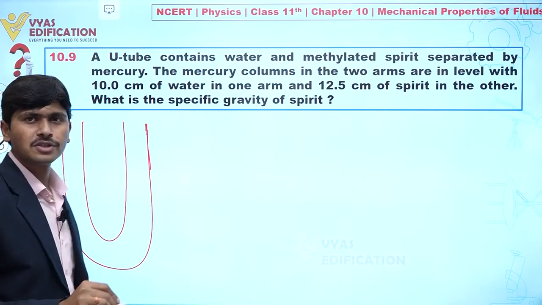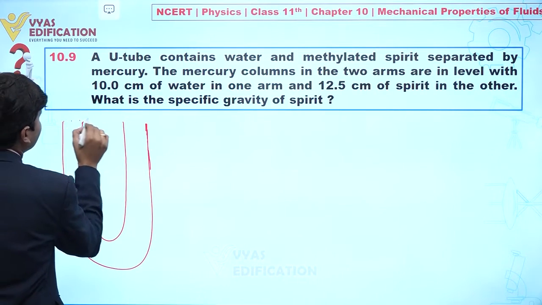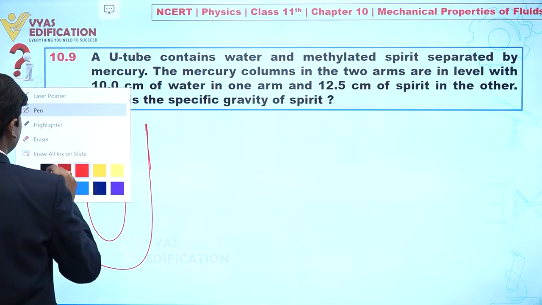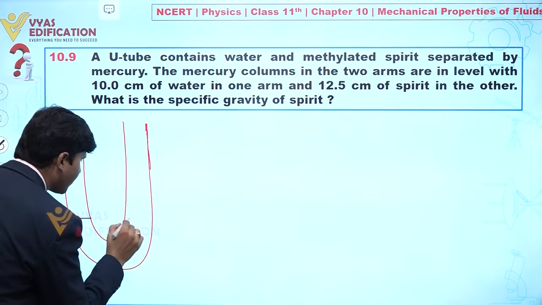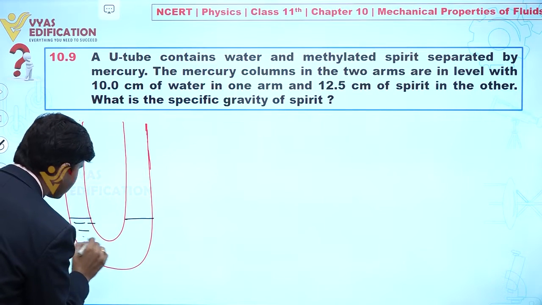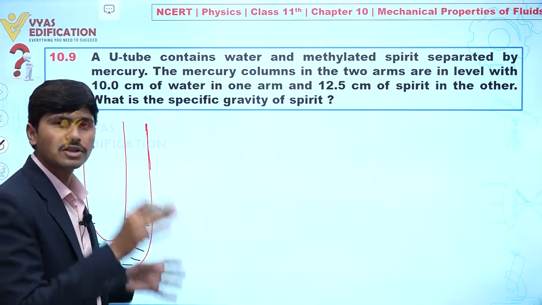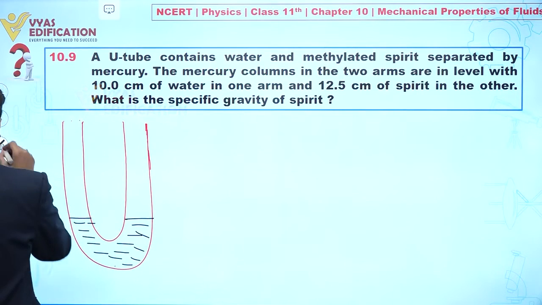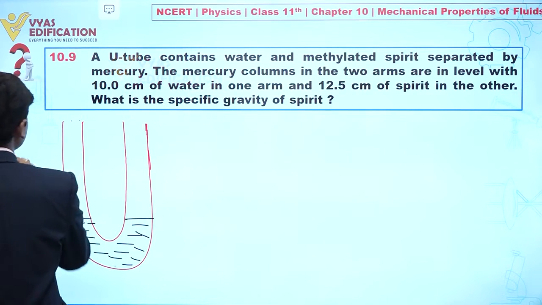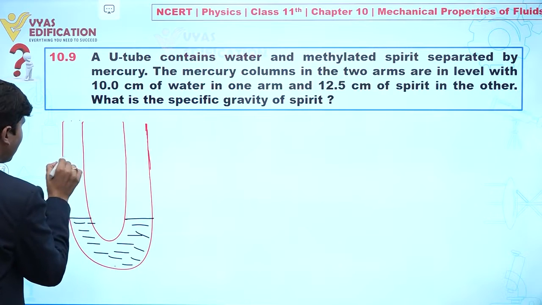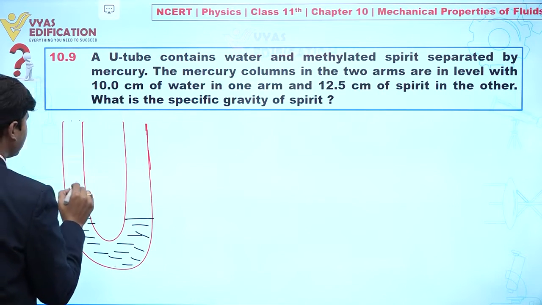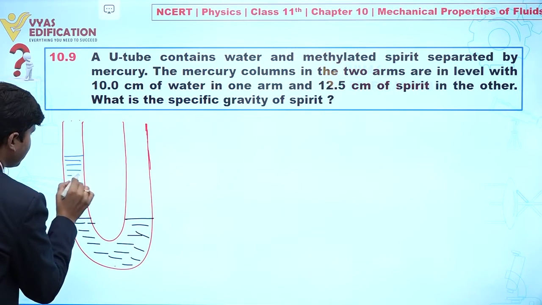Like this. Let's suppose this is a U-tube. And let's suppose up to this level we have mercury. So we have mercury up to this level, and the mercury is at the same level in both the limbs. Now it is also given that on one side we have water. So let's suppose I am drawing water like this. Let's suppose here we have water.